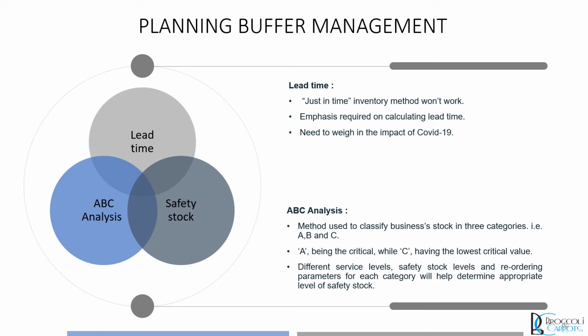Thus, it makes sense now more than ever, to set different service levels, safety stock levels and reordering parameters for each category. By this way, entities can estimate the perishable period, lead time, cost and other factors of each category, so that it can avoid any loss of supplies while ensuring consistent production.